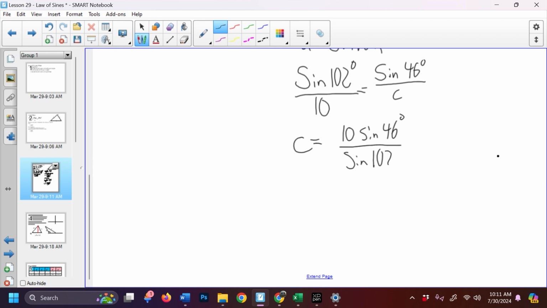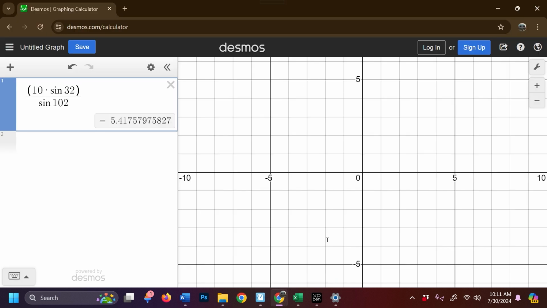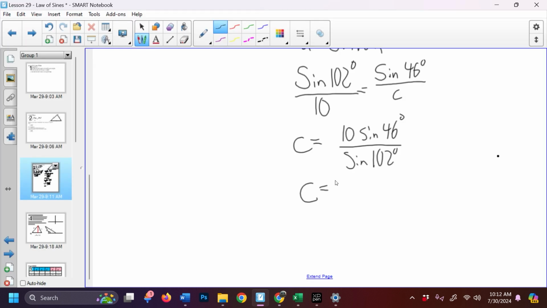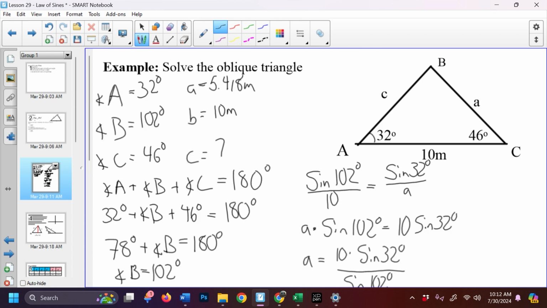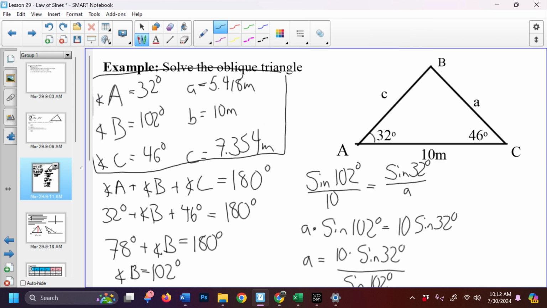And we can just go right back to Desmos, and all we'll have to do in Desmos, since this is almost the same, all I have to do is change that value there. Instead of 32, I'm going to type in 46. And they give me 7.354. So we're going to leave that as a 4 since the rounding value would be 1. So C is equal to 7.354, and again meters, 7.354 meters. And since I have all 6 of the values now, we are finished.